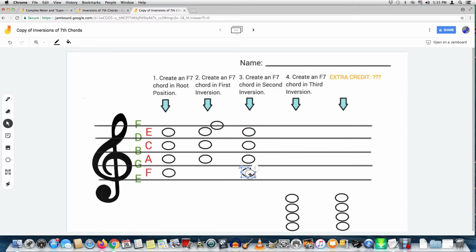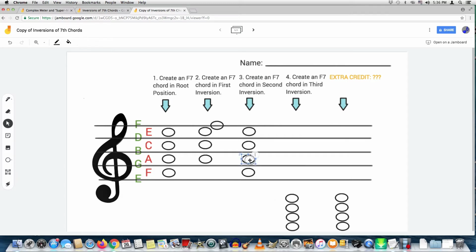Okay? Now, what if I took the E and brought it down here? Would that be second inversion? Let's see. Do we have a third on the bottom? No, we don't. This is a second because if we count E as 1 and we move up to F, that's only 2. So we don't want a second on the bottom, we want a third on the bottom. So we tried moving the top note to a different E, and that didn't work. We tried moving the bottom note to a different F, and that didn't work.